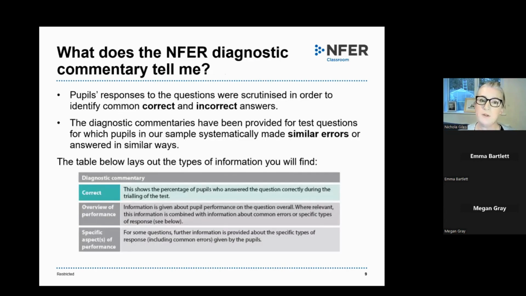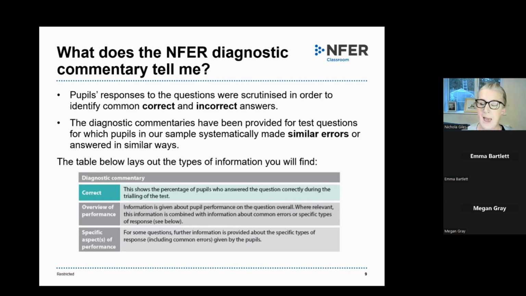So what does the NFER diagnostic commentary tell you? In all our spring term assessments, there's a diagnostic commentary summary. Pupils' responses to questions were scrutinised in order to identify common correct and incorrect answers. Remember, that's the standardised sample of those 60,000 pupils. The diagnostic commentaries have been provided for test questions for each pupil in the sample.